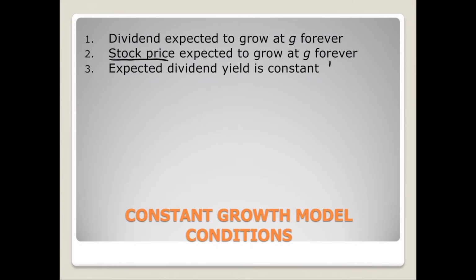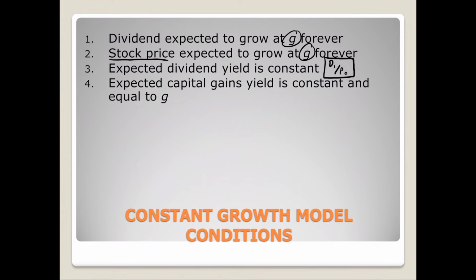The expected dividend yield is the next year's dividend divided by the current price. So you will need to know this equation. This yield or return is constant throughout because your dividends are increasing at the same rate as your price, due to the first two criteria on this slide. Also, your expected capital gains yield is constant and is equal to your constant growth rate.